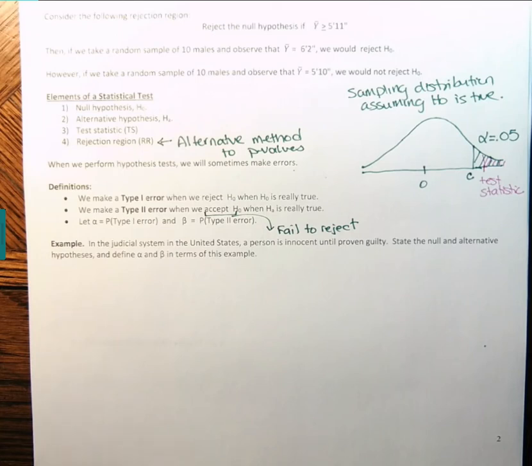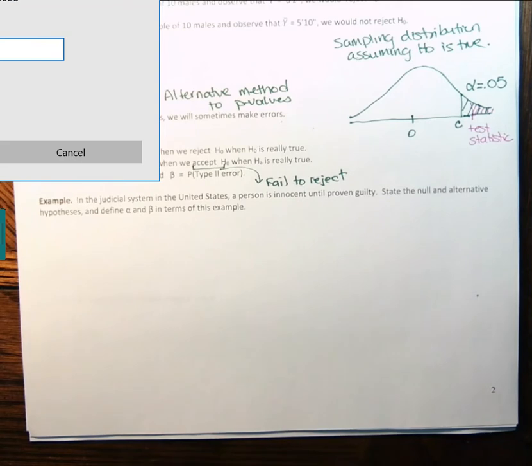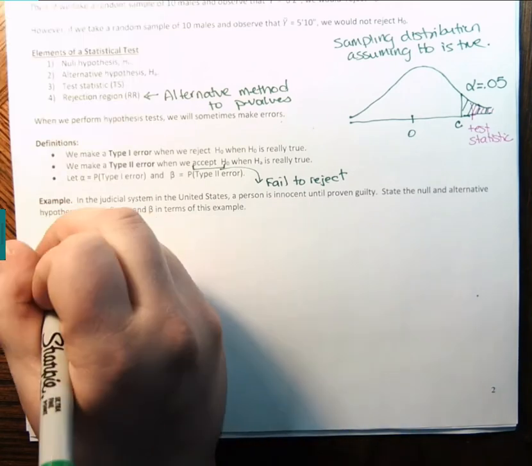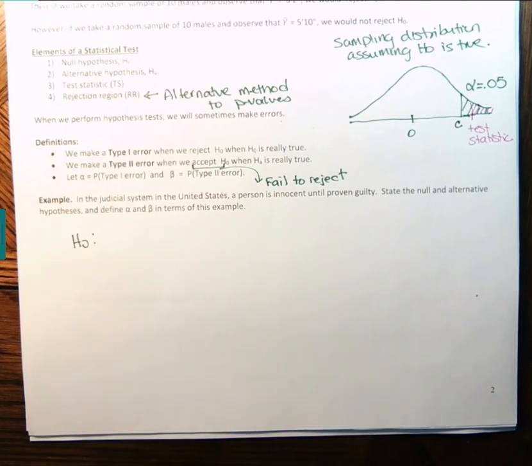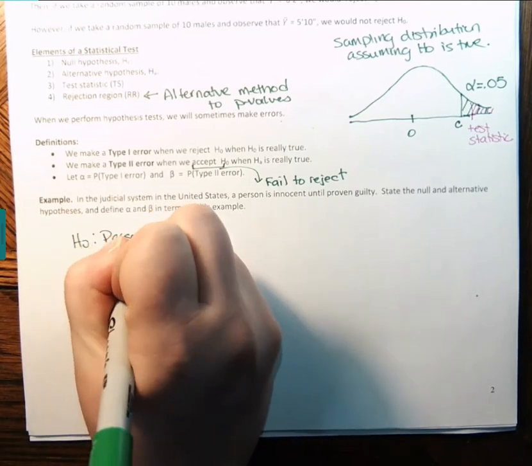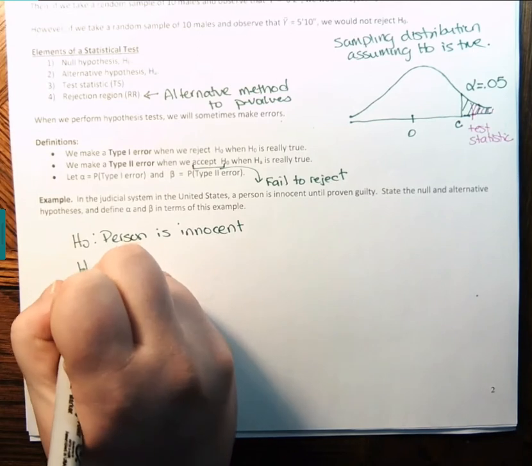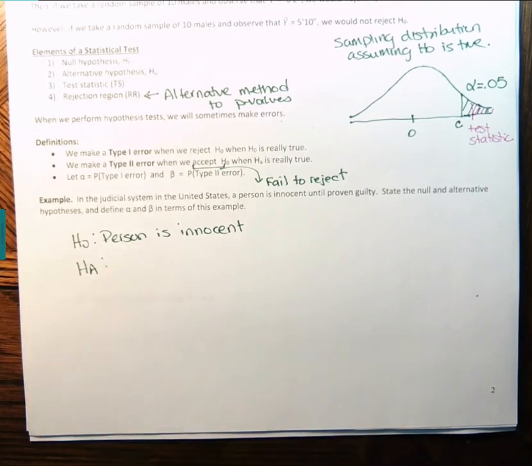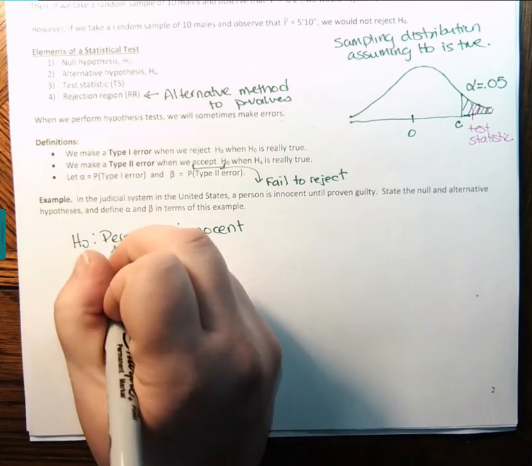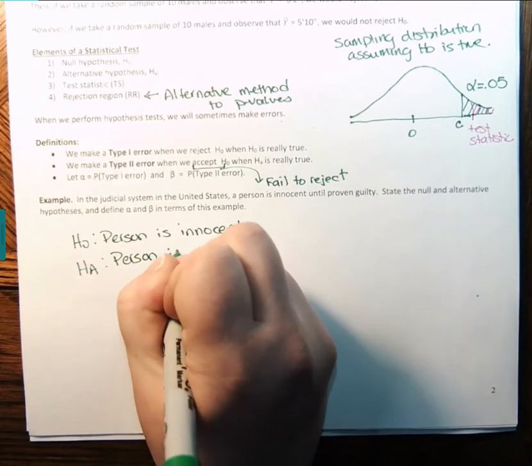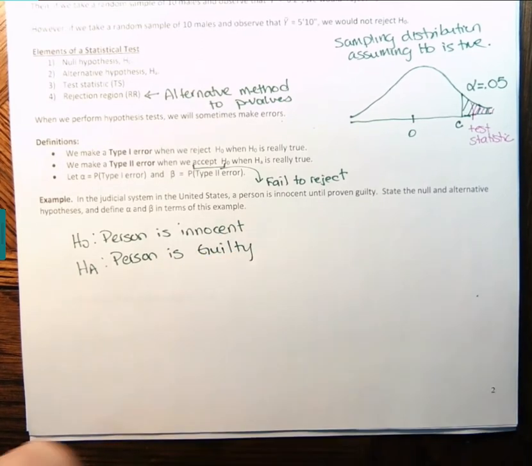Now, you've probably seen this comparison before, but remember, hypothesis tests can always be compared to a trial. For example, in the judicial system in the United States, a person is innocent until proven guilty. So we could state the null and alternative hypotheses and define our two types of errors in terms of this example. Our null in this case, since we assume that the person is innocent, is that the person is innocent. And under the alternative, we're going to try to collect evidence to prove that the person is guilty.